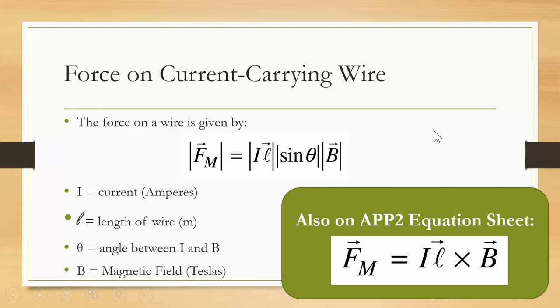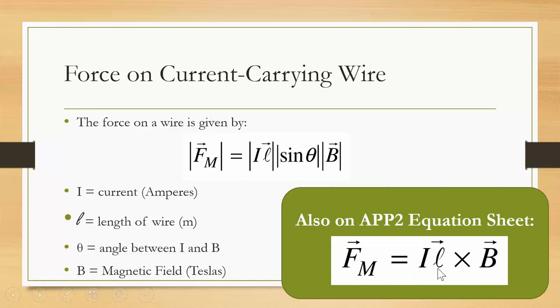So the magnitude of the force on the wire is given by this equation, and it's similar to the magnitude of the force on a charged particle in the overall format. Here, instead of V, we're going to have I. So the magnetic force on a current carrying wire is equal to the current, which is in amperes, times L, which is the length of the wire. So the length of the wire impacts how much force it has, times sine of theta, where theta is the angle between the current and the magnetic field, times the magnetic field in teslas. We also have this equation on our AP2 equation sheet.